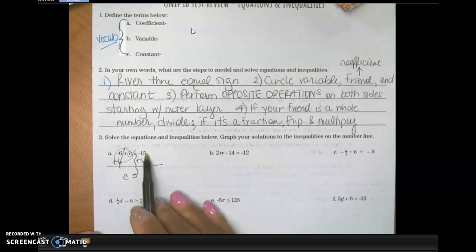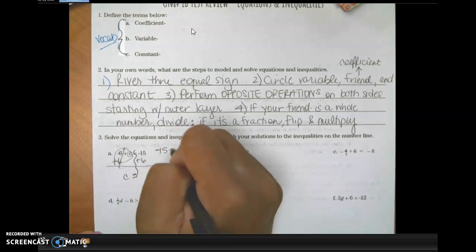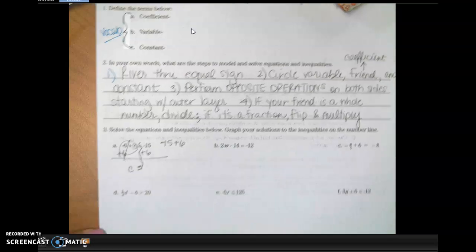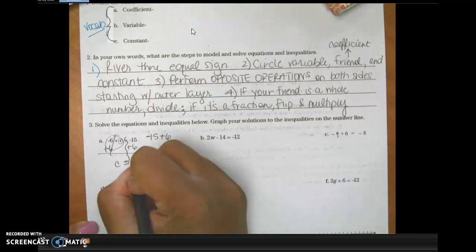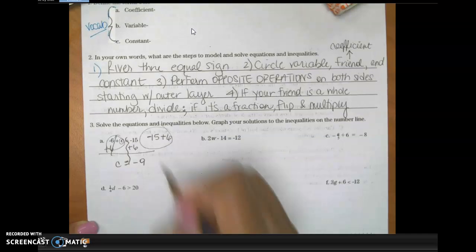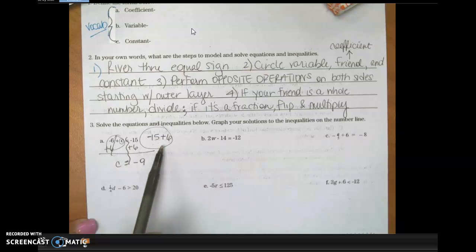This is a problem over here. This is negative 15 plus 6. What does that equal? 21. No. Negative 21. No. Negative 9. Guys, multiply or add or subtract. Same signs add and keep, different signs subtract. I have to subtract those. Y'all have to know that.